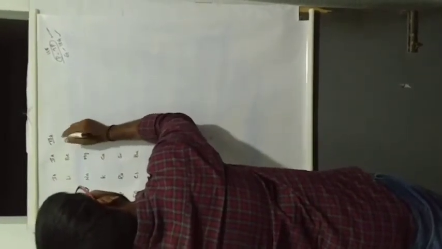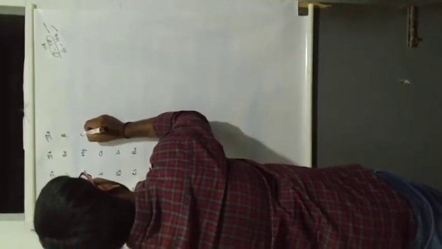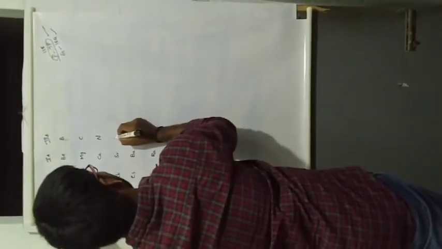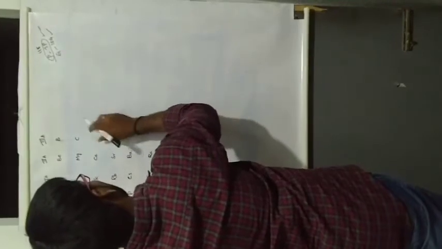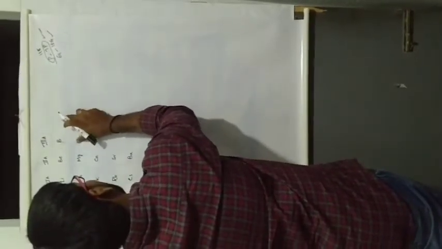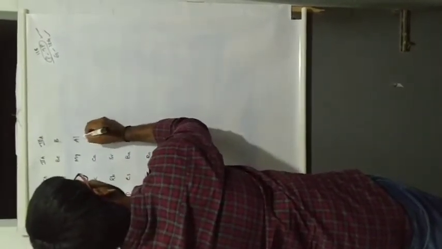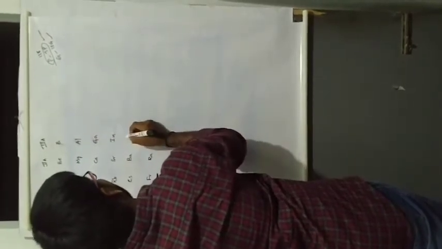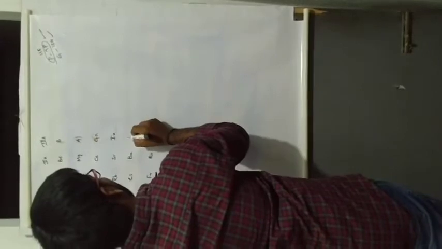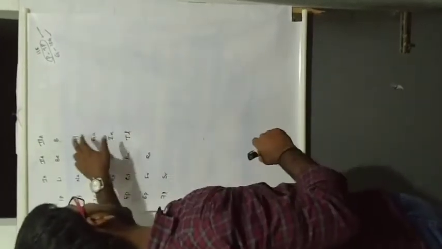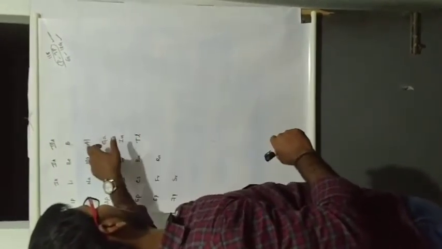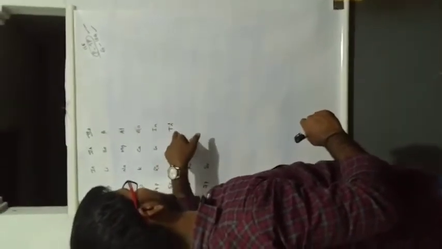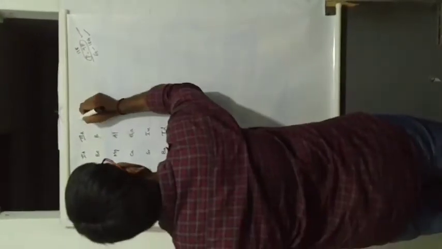Boron, carbon, nitrogen. Boron, aluminum, gallium, indium, thallium. So these are third A group elements: boron, aluminum, gallium, indium, thallium. Fourth A group elements.